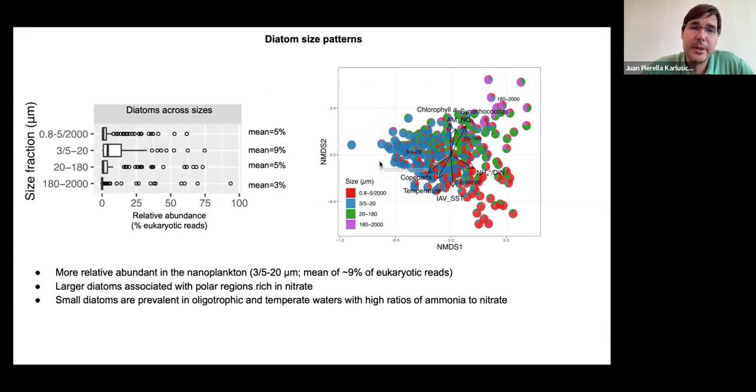And regarding the patterns across size fractions, the highest relative abundance of diatoms was among nanoplankton, I mean in the size fraction between 3 or 5 microns and 20 microns, a size range in which we detected a mean of 90% of eukaryotic reads corresponding to diatoms. And when we check the environmental conditions associated with the different diatom sizes, we see that larger diatoms are associated with high latitude regions rich in nitrate, and smaller diatoms, here in red or also in blue, are prevalent in more oligotrophic regions and temperate waters.